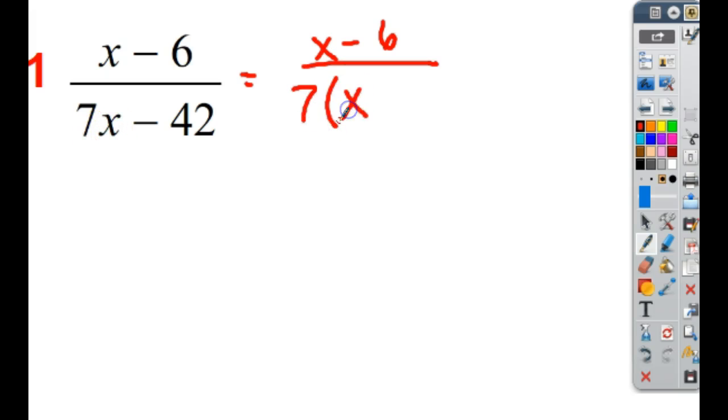Take a 7 out of that, you have x left. Take a 7 out of that, you have a 6 left. And then this factor will cancel that factor. And what I have left is a 7 in the denominator. What's in the numerator? When I divide this into that, it goes in there 1 time.